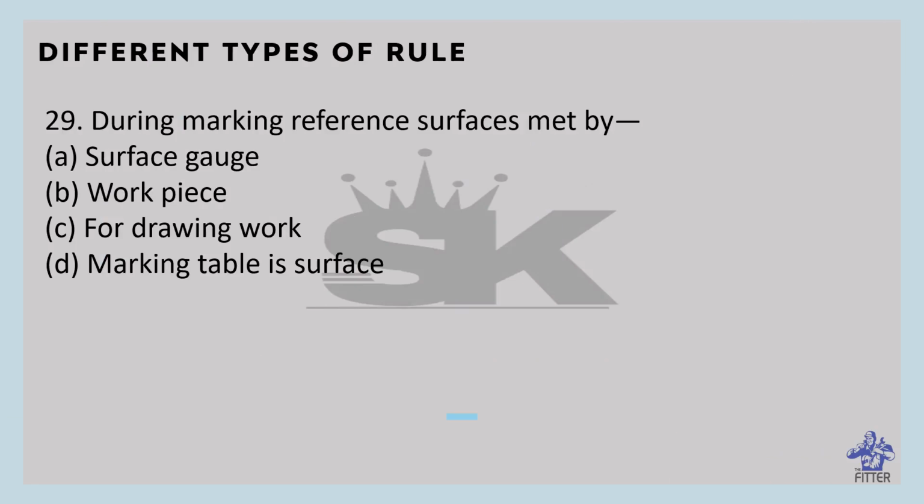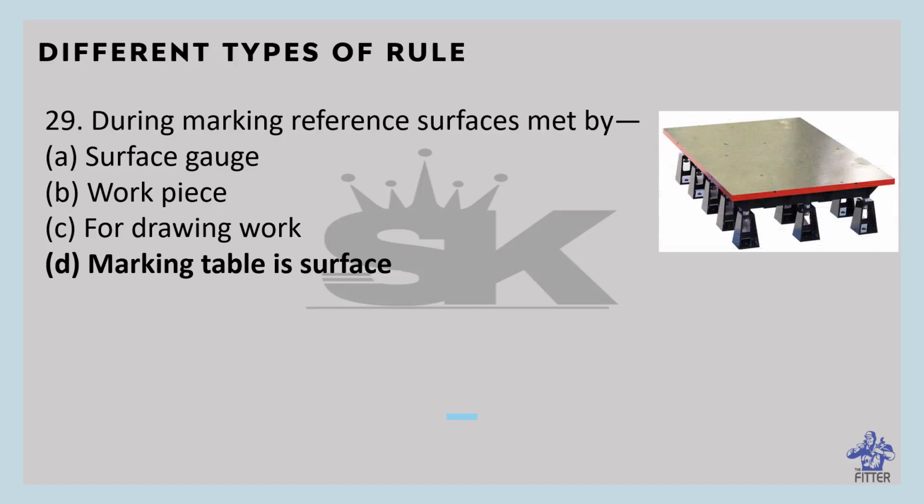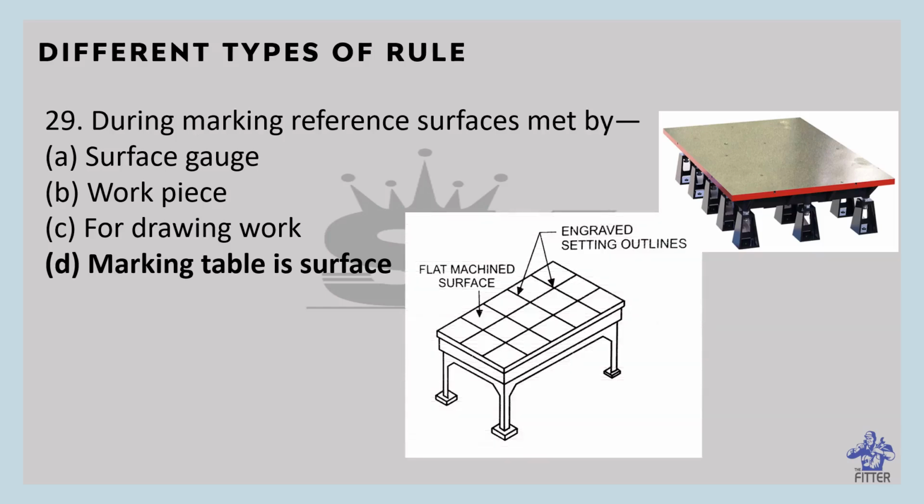During marking, what reference surface is used? The marking table is used as a reference surface for marking on a workpiece. Marking tables are made of cast iron or granite and are available in various sizes. These tables are also used for setting measuring instruments, and for checking sizes, parallelism, and angles.